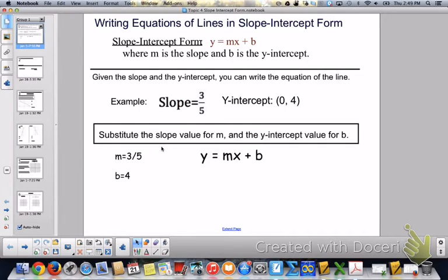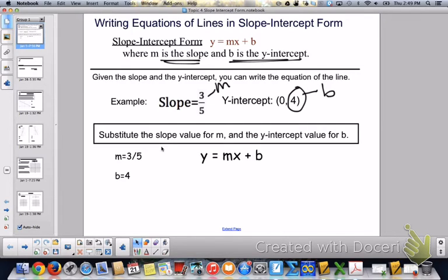Okay, slope-intercept form, y equals mx plus b. Hopefully you have seen this prior to coming to Algebra 1, but if you have not, no worries. m is the slope, b is the y-intercept. It is that simple. When we are given a slope and a y-intercept, we can write the equation. The slope goes in for m, the y-intercept goes in for b.